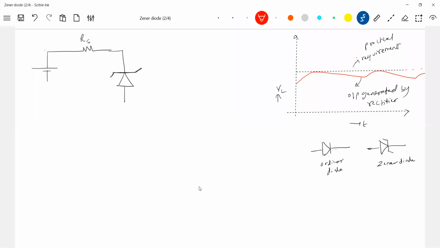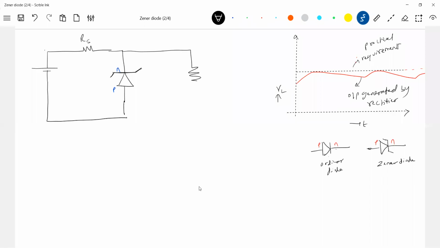Again same thing. This is a P type. This is an N type. So whenever you see that Z symbol, it's a Zener diode. And Zener diode, I'll operate it in reverse bias only. So therefore, this N type will be connected to the positive terminal.